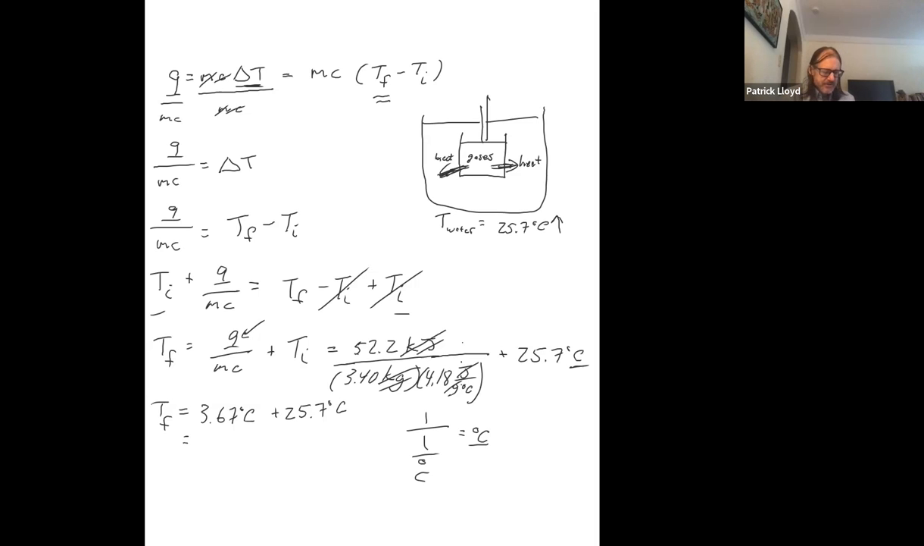And then you're going to add that to the second term, which is 25.7, that's the initial temperature. So 3.67 plus 25.7, and then round it to the nearest, what do they say? You have to be careful. Round to 3 significant digits. Okay, well, 29.4 degrees C. And there you go. Went up about 3.5 degrees, 3 2/3 of a degree. There you go. Okay.